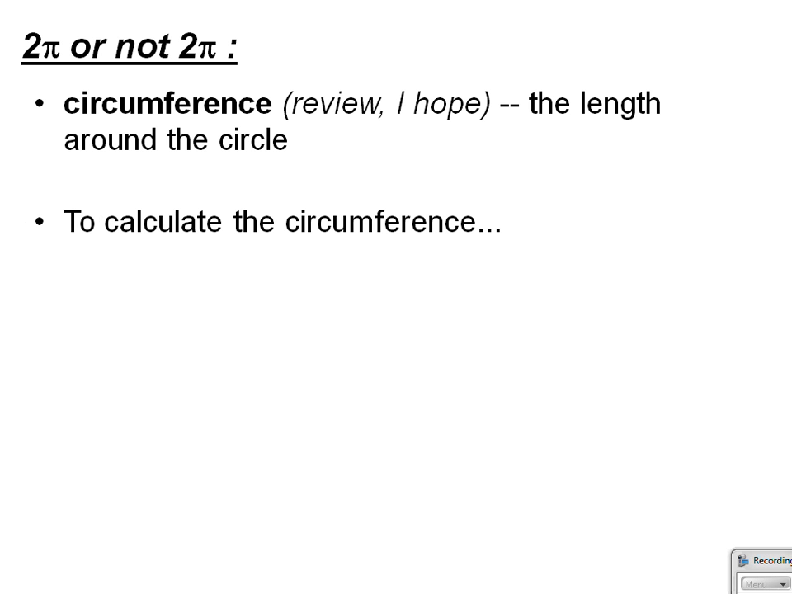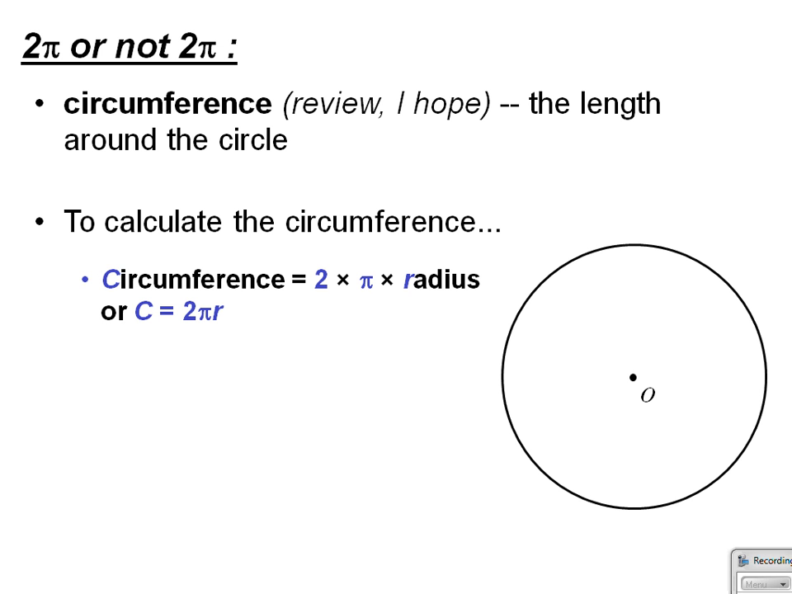Now, to calculate the circumference of a circle, I hope you've done these calculations before. The circumference can be calculated by taking the radius of a circle, that's the length from the center of a circle to its outside edge, multiplying that by 2, and then multiplying that by pi.